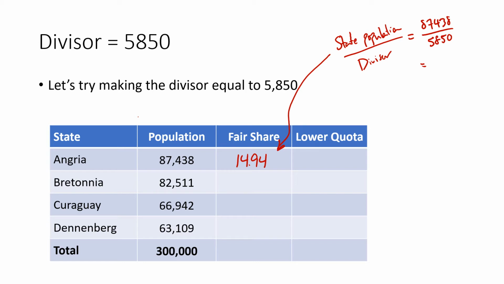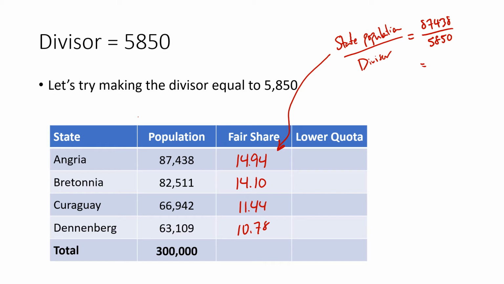Next state, 82511 divided by 5850 is going to be 14.10. 66942 divided by 5850 works out to be 11.44. And then 63109 divided by 5850 works out to be 10.78.